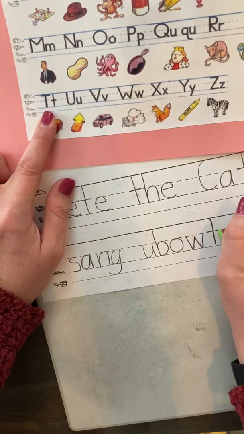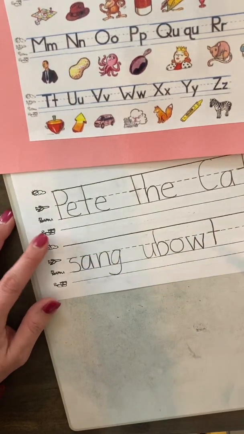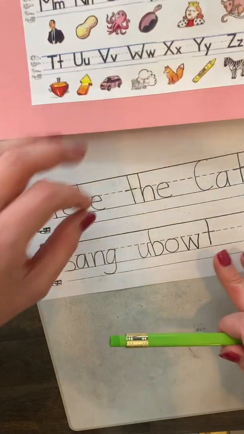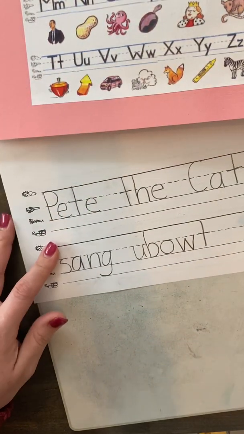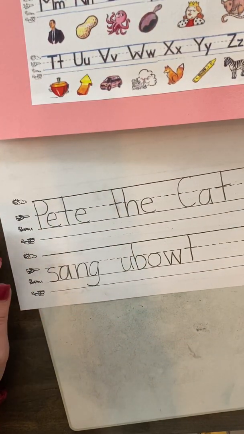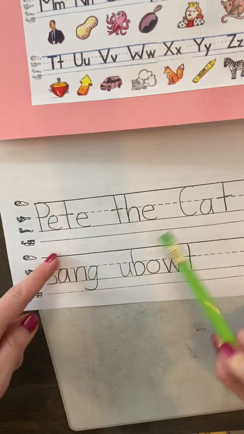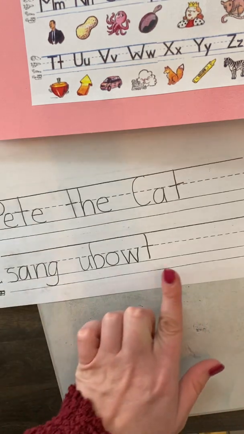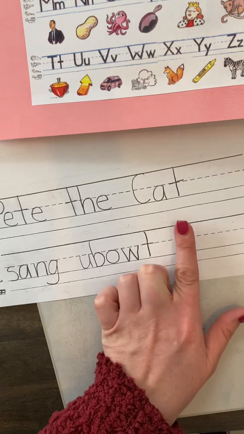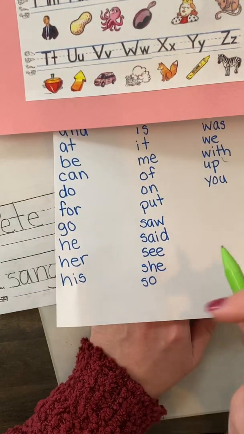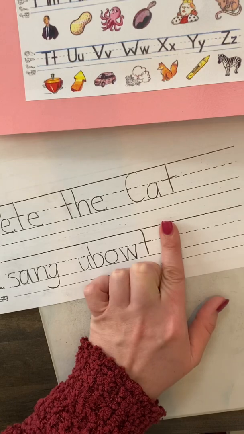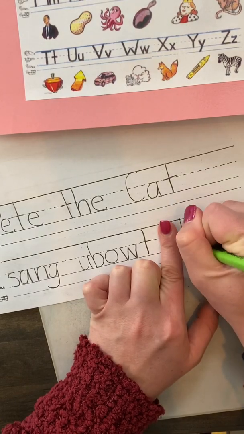T says t. Now, like Miss Miller said, you want to keep rereading what you wrote so you don't forget, because we're writing long sentences and we're writing a lot. So we want to make sure that we don't forget what we're writing and that what we're writing makes sense. Pete the cat sang about his. Now, this is another popcorn word. So I'm going to go to my list I made. His. H-I-S.